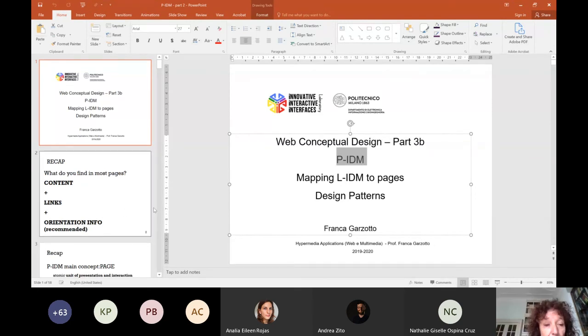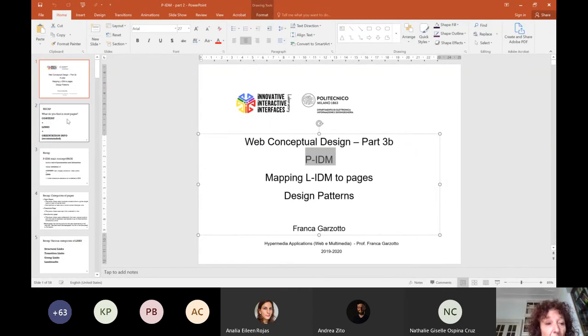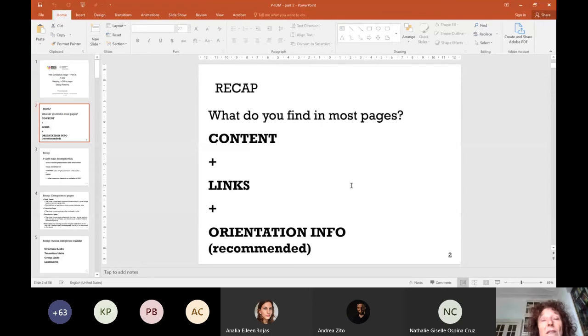Okay, so the first part of this lesson is a sort of recap of what we said in the previous lesson. The question is: okay, we have defined our concept, we have split content into various dialogue acts, introductory acts, and various pieces, and we have related them in multiple ways through relevant relationships, and we have grouped them, but at the end, what do we put in the pages that we are going to implement?